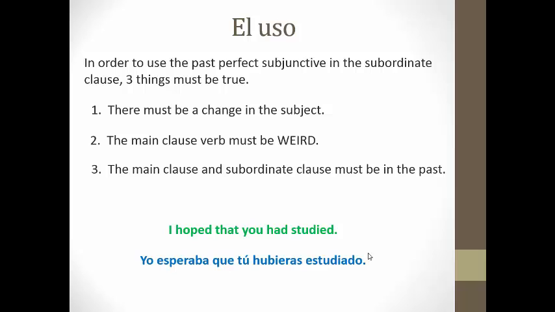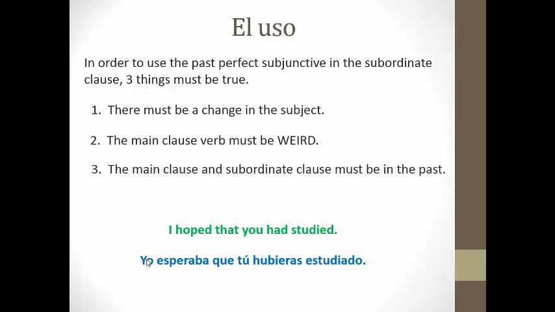And three, both parts of your sentence, both the main clause and the subordinate clause, have to be in the past. So let's look at my example here in green. I hoped that you had studied. Okay, all three of these things are true, so we need past perfect subjunctive. In Spanish it would translate, yo esperaba que tú hubieras estudiado.